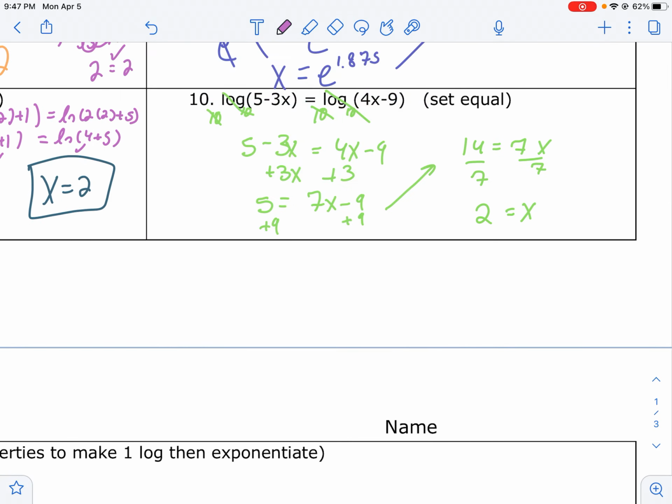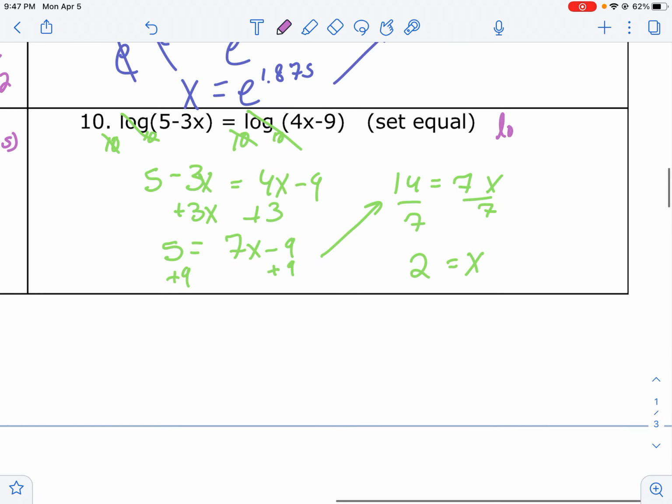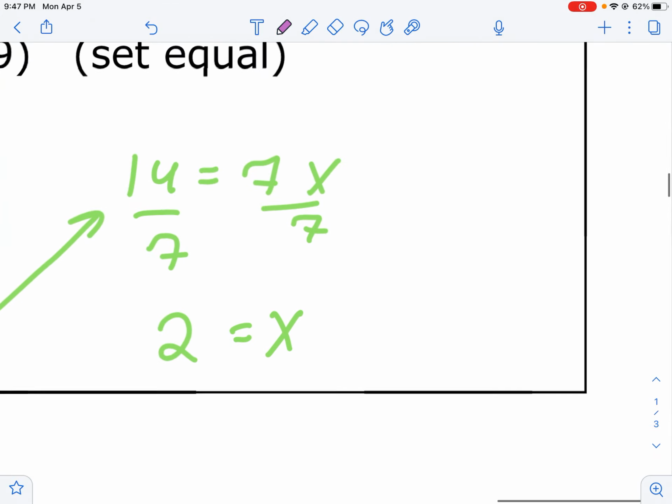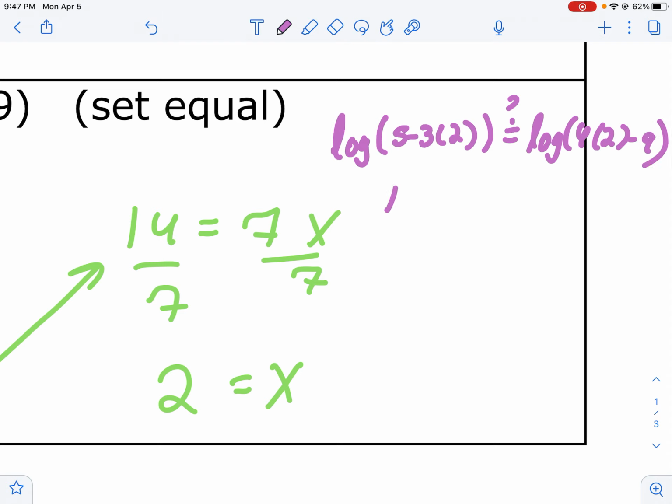All right, let's check this answer here. So we're going to say the log of 5 minus 3 times 2. Is that equal to the log of 4x minus 9? Oops, sorry, 4 times 2 minus 9. Running out of space here. So that's log of 5 minus 3 times 2. Is that equal to the log of 4 times 2 minus 9? So that's the log of 5 minus 6, which is the log of negative 1.